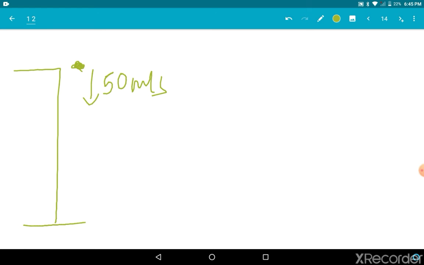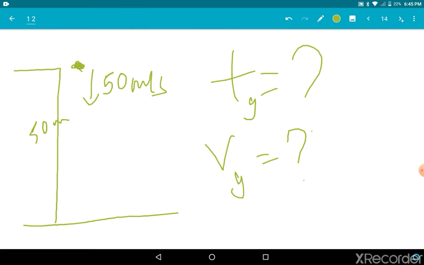So now let's actually do 2-3 problems. Now let me tell you this problem. There's a building. You drop this ball with initial velocity 50 meter per second, and let's say the height of the building is 50 meter. Now tell me, what is the time taken to reach the ground, and the velocity when it reaches the ground. Now how will you do this?